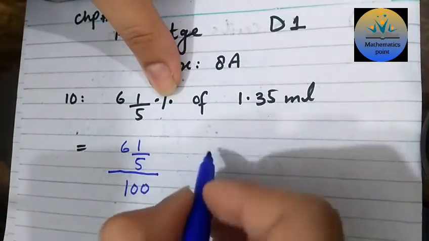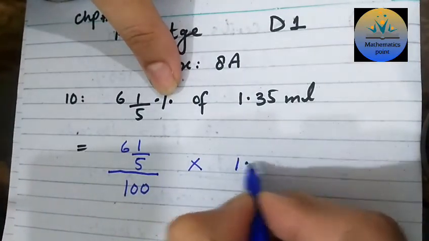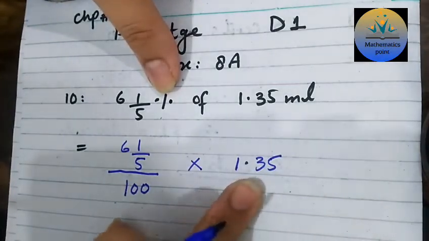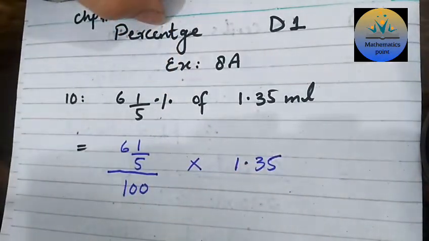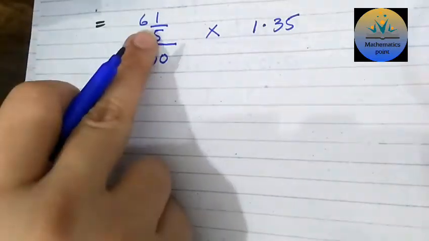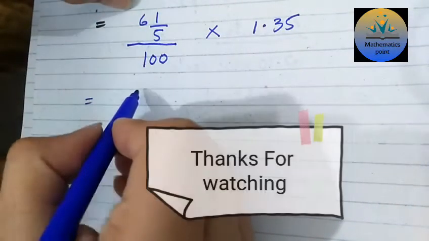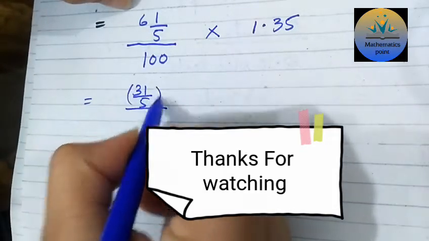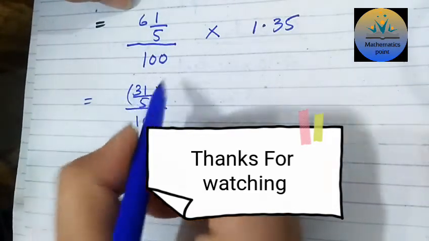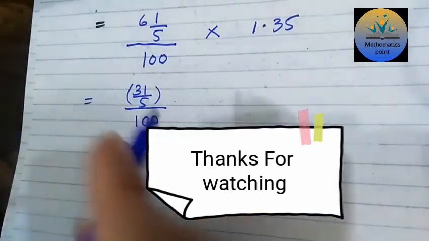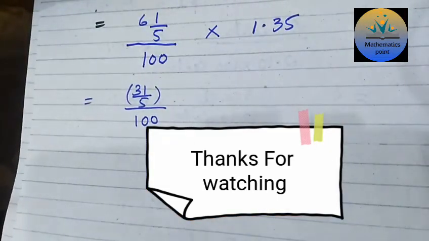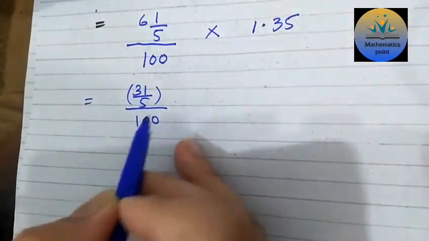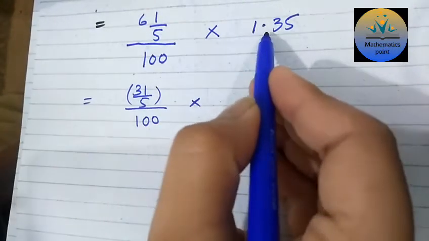Of means multiply, of 1.35. Now in the next term we will remove the point of this term. 5 6 is 30 plus 1, 31 by 5. Divide. I keep this term in the bracket because there is no term divide and again divide, so keep that term in the bracket. This is the one dividend and the whole term is divided by 100. And now remove the point.